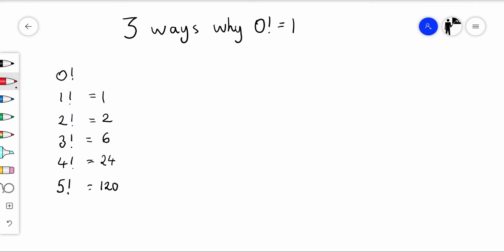Let's have a look. To get from here to here, we have divided by 5. From here to here, we've divided by 4. From here to here, we've divided by 3. From here to here, we've divided by 2. So if we continue this pattern, we would divide by 1. Okay, so we'd think, okay, what's 1 divided by 1? 1. Therefore, 0 factorial equals 1.